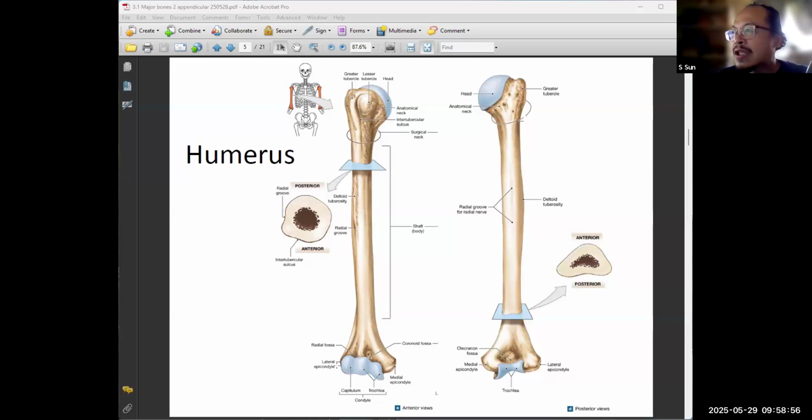And here you have the lateral epicondyle and medial epicondyle. How do you know which one is which? Basically, you look at the head. The head is attached to the medial side, so this one is medial, and the other side is the lateral epicondyle.